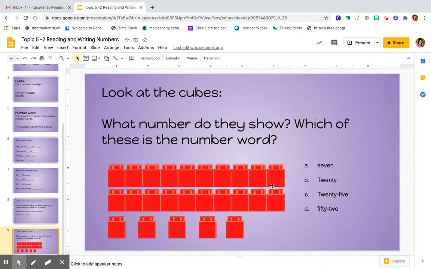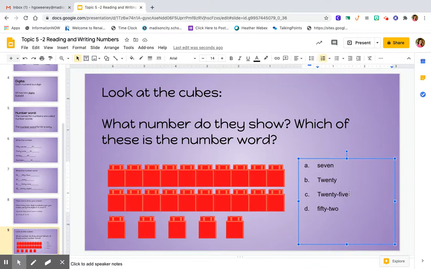All right, there's 2 10 rods, so that's 10, 20. Then there's 1, 2, 3, 4, 5 ones, so 25. So you should have selected choice C, 25 as your answer.